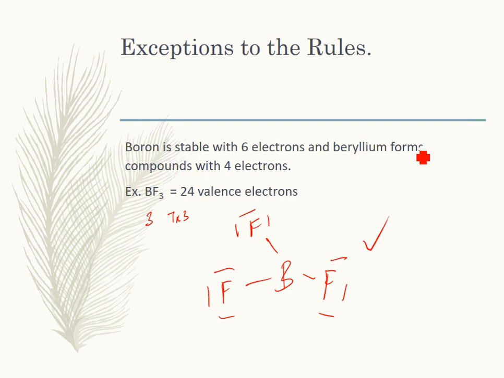Beryllium, similarly, you might say, well, beryllium's a metal, it doesn't form covalent compounds. True, but some of its bonds have lots of covalent character, and so some of them do get drawn in this manner. You won't ever be asked to decide how it bonds. Just that beryllium is stable with 4 electrons in what would appear to be a covalent structure.